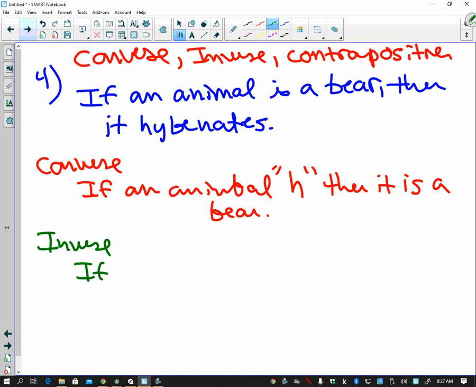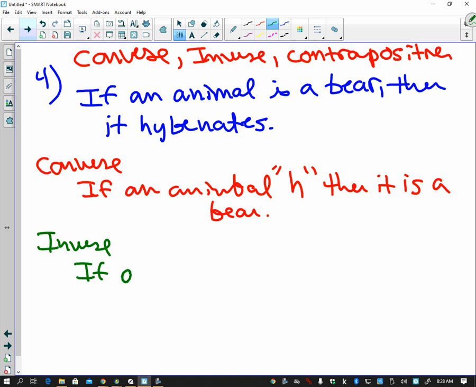You're jumping too quickly. You're saying if an animal doesn't hibernate, then it is not a bear. We have to go back to what? You're jumping from the converse statement to try to make the inverse statement from the converse. That's a contrapositive. We just want the inverse.